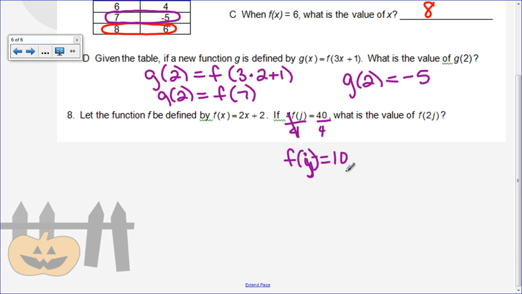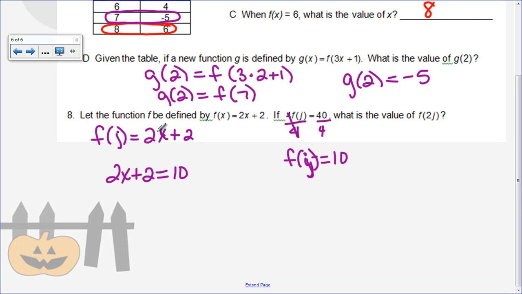So now that I know that f of j equals 10, I'm going to substitute j into here. So I'm going to have f of j is equal to 2x plus 2. So f of j, f of x, this is equal to that. So f of j equals 10. And if f of j is the same thing as 2x plus 2, then 2x plus 2 must equal 10. So I'm going to solve this for x.